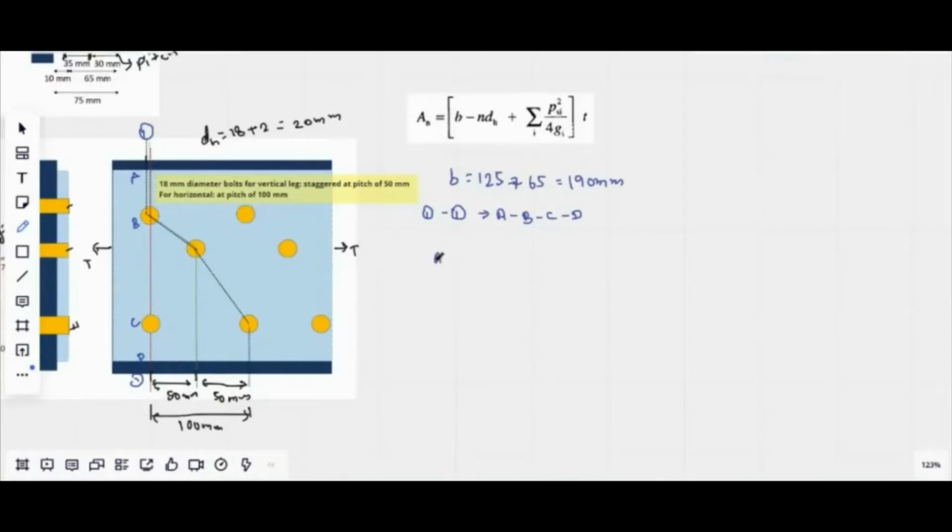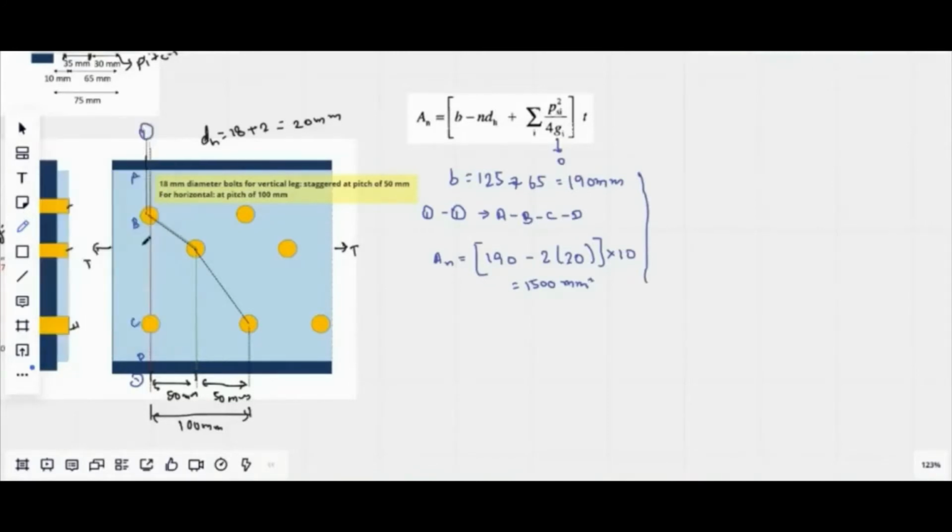In these cases, the net area of the bolt will be 190 minus, there are two number of bolts, 2 into diameter of bolt hole, which is about 20 mm, as the diameter of bolt is 18, and this value obviously will become 0 in our case 1, into thickness of the plate, which is about 10 mm. When we calculate the net area, it is seen that the net area will be about 1500 mm square. This is for the section 1.1.